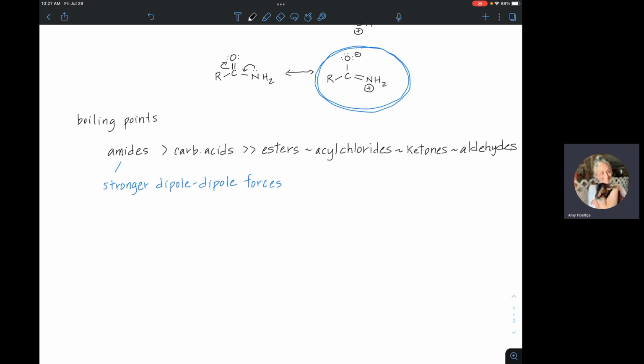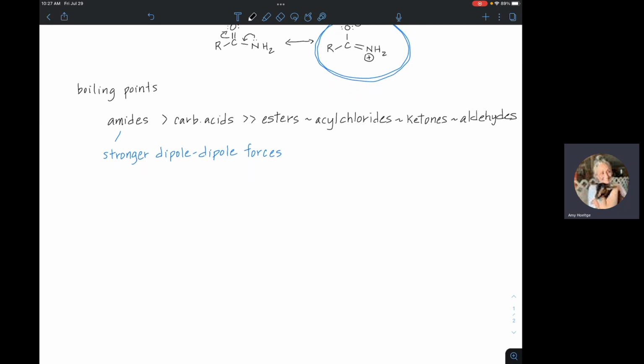Additionally, again, if the nitrogen is bonded to one or two hydrogens, they can hydrogen bond with themselves. So amides are going to have, in general, greater intermolecular forces of attraction than carboxylic acids. With a carboxylic acid, each molecule has two groups that can hydrogen bond, and there are dipole-dipole interactions, but since the oxygen is more electronegative than nitrogen, the hydrogen bonding in amides is going to be stronger.